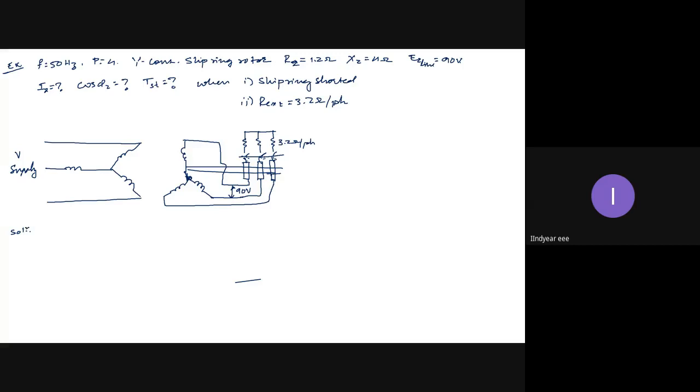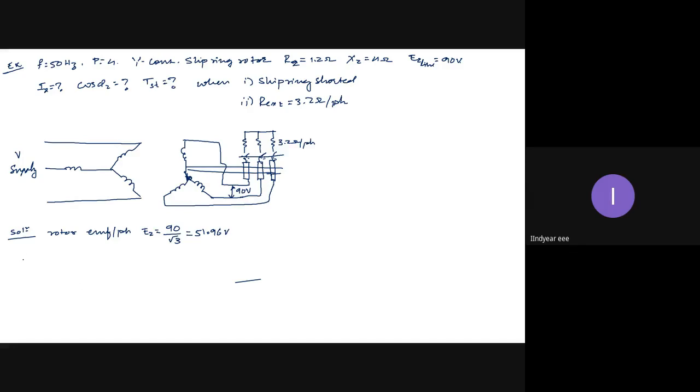Solution. Rotor EMF per phase, E2 is equal to 90 divided by root 3, equals 51.96 volts. So this is my E2.